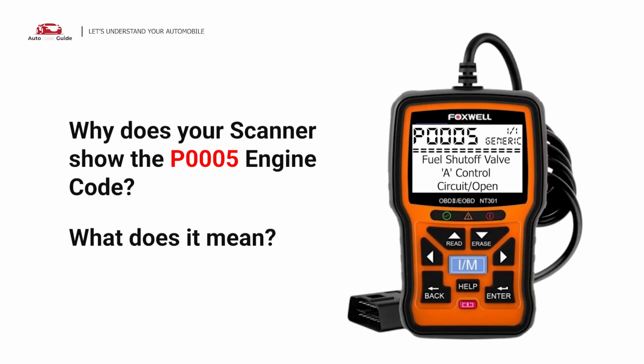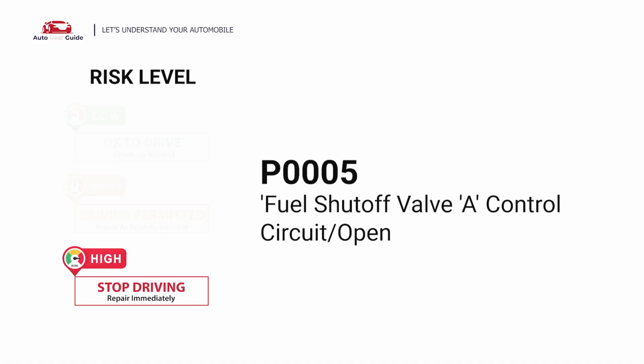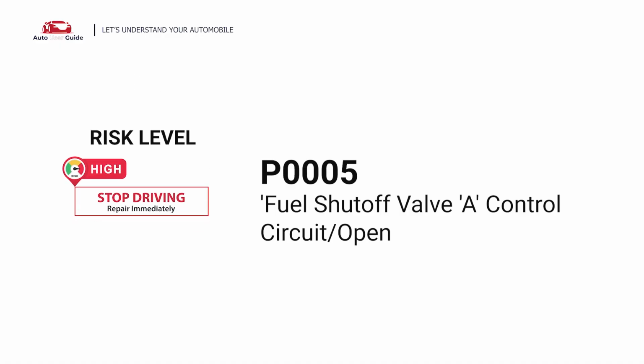Why does your scanner show the P0005 engine code? What does it mean? P0005 is a diagnostic trouble code for Fuel Shutoff Valve A, control circuit or open.